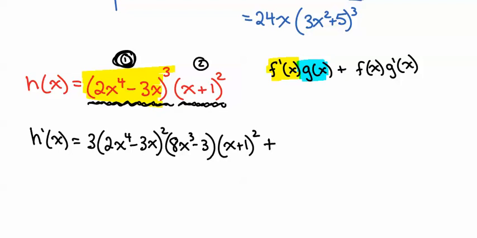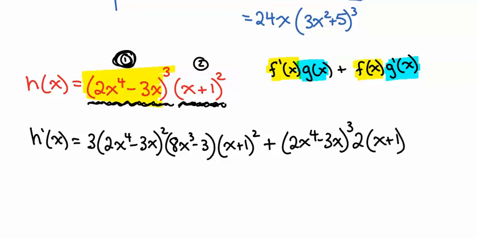Then we add it to f of x. So f of x is just your first function, 2x to the 4 minus 3x, cubed. And then we multiply that by the derivative of your second function. The second function is x plus 1 squared. So again, we have to use the chain rule. So we bring the 2 down, write the junk in the brackets, subtract 1 from your exponent, so now it's to the power of 1.